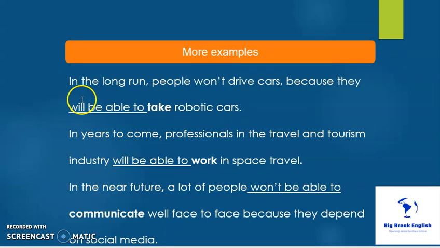Here's some more examples. In the long run, people won't drive cars because they will be able to take, that's the verb in its base form, robotic cars. Another example, in years to come, professionals in the travel and tourism industry will be able to work in space travel.